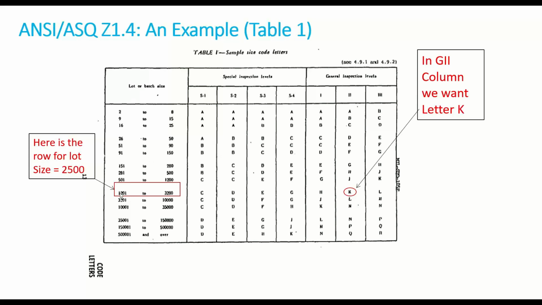We're going to look over here. Our lot size was 2,500, so it's going to be in here. So we go across and we just kind of match them up. Now we're going to go to the next table, and we're going to look for this letter K.